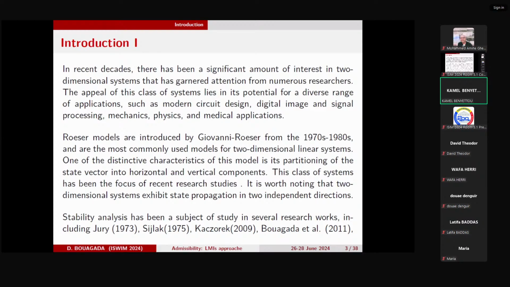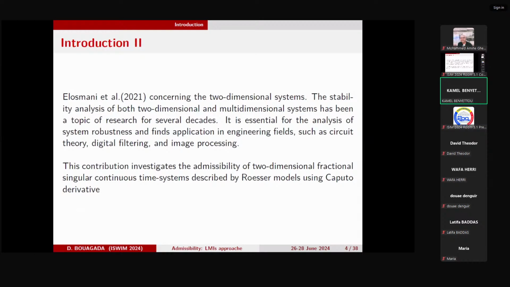One of the most important topics in control theory and dynamical systems is stability analysis, or the stability concept. The stability analysis for this class of models has been treated and introduced by several authors, like Yuri Sijlak, Professor Kaczorek, Professor Bouagada, Paul Van Dooren, and many others. In this contribution, our aim is to investigate the admissibility of two-dimensional fractional singular time systems, which are described by the Roesser model.